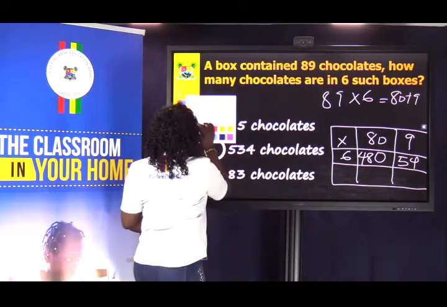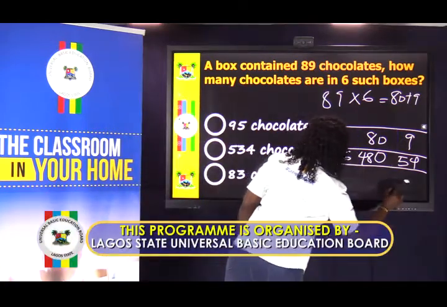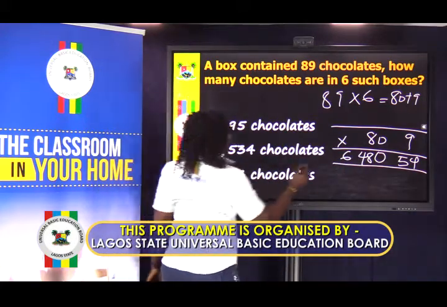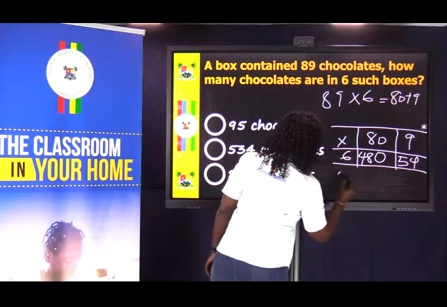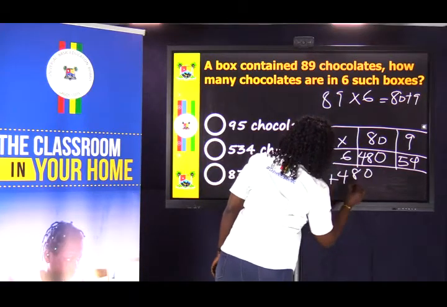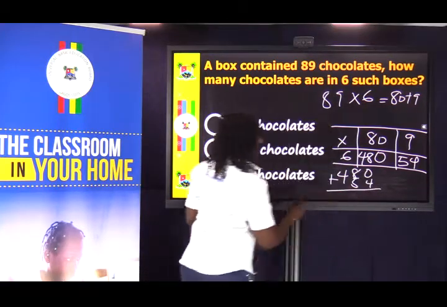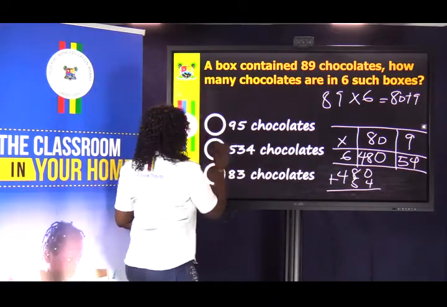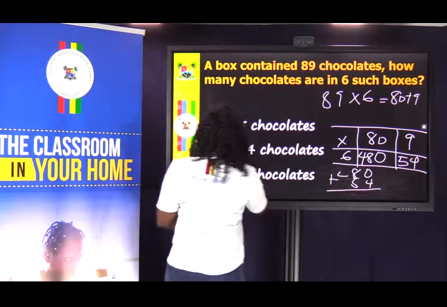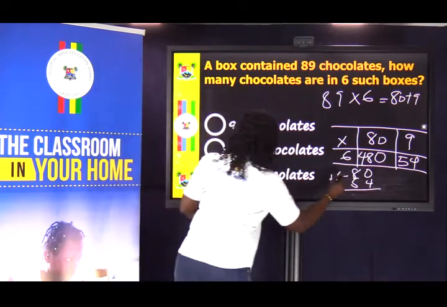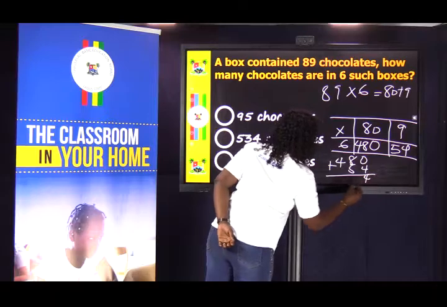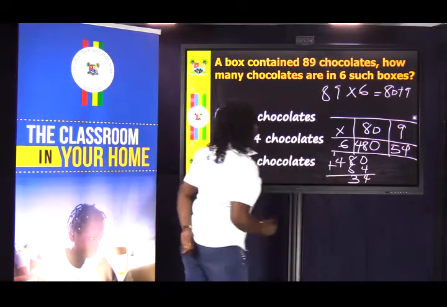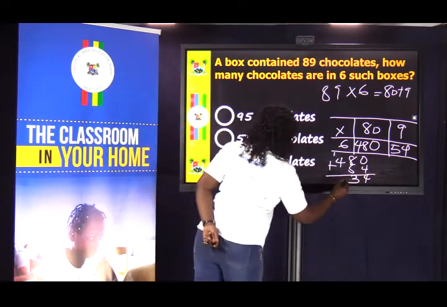Yes, remember you are not done yet. What are we to do? You are to add 480 to 54. We are adding 480 and 54 together. So 0 plus 4 is 4. 8 plus 5 is 13. Write down 3 and regroup 1. 4 plus 1 is 5.